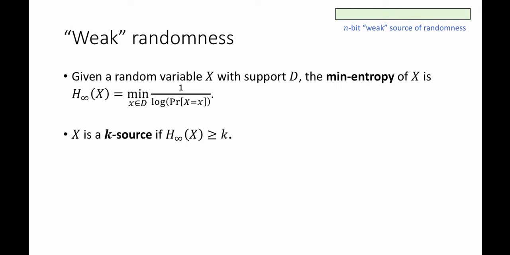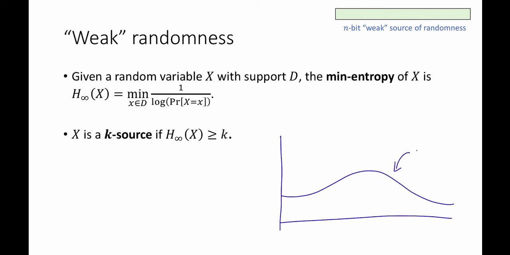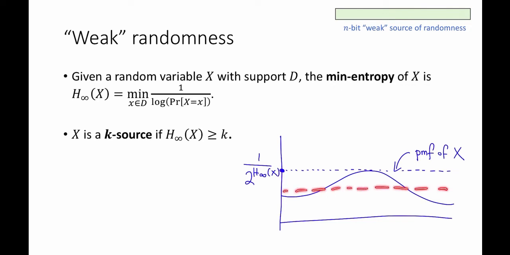In pictures, that looks like this. Suppose that this is the probability mass function for some random variable X. What this definition is saying is that we should look at the L infinity norm of this probability mass function. And this point here is going to be 1 divided by 2 to the min-entropy of X. Thus, the larger the min-entropy of the random variable, the smaller this limit is, and the more and more flat the distribution is going to become. So more min-entropy, closer to uniform, intuitively.